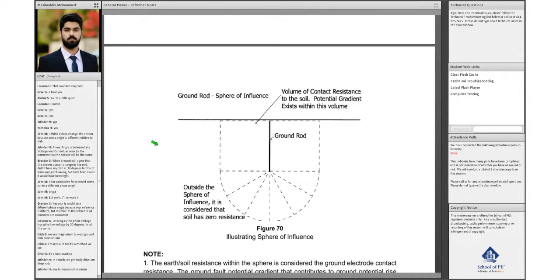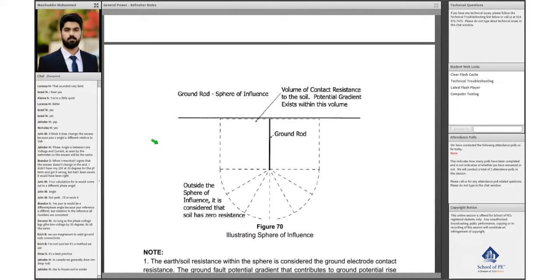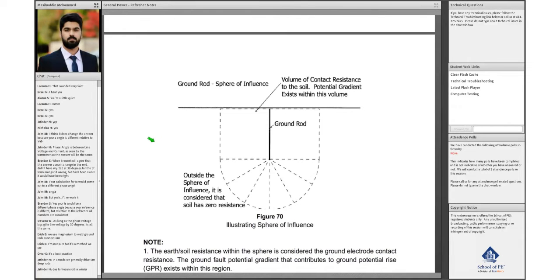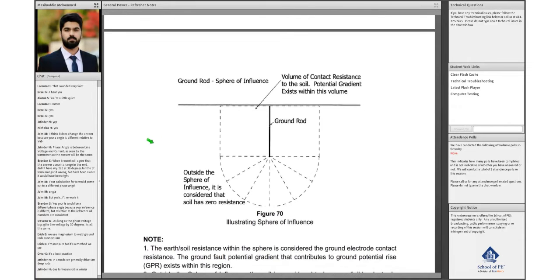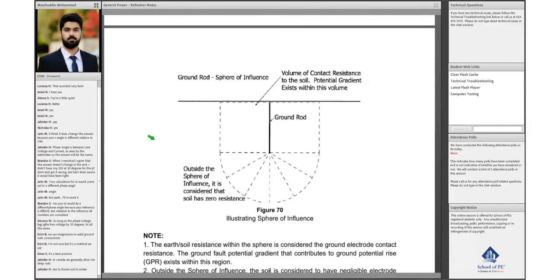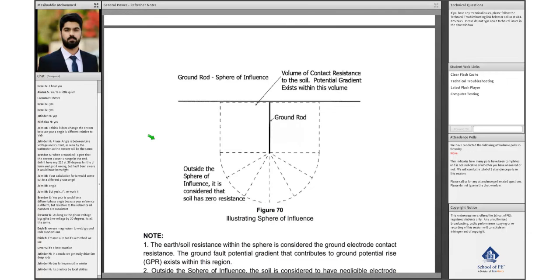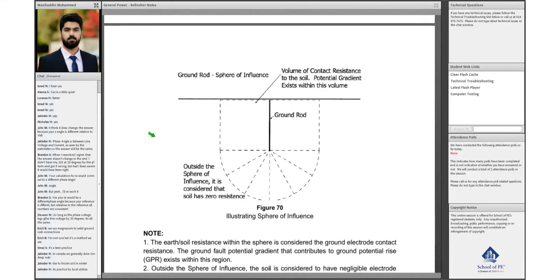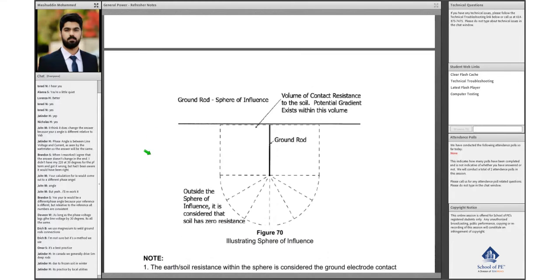Jatinder says in Canada we generally drive 5-meter deep ground rods. Okay, due to frozen soil in winter. Okay, is that the standard, Jatinder, in Canada? Does the standard call out for 5 meters? Okay, it's the practice by local utilities. Okay.